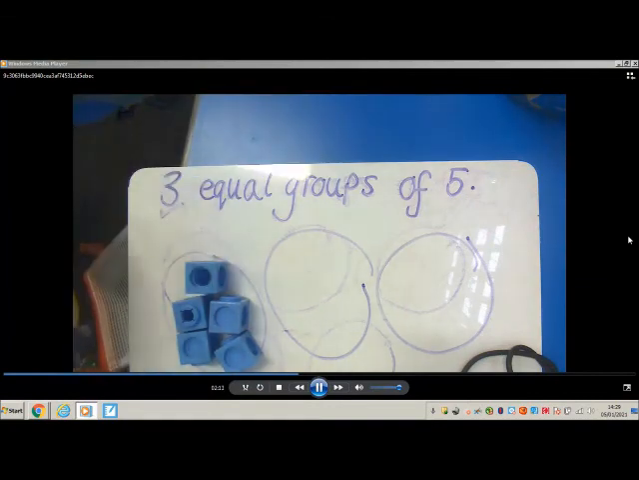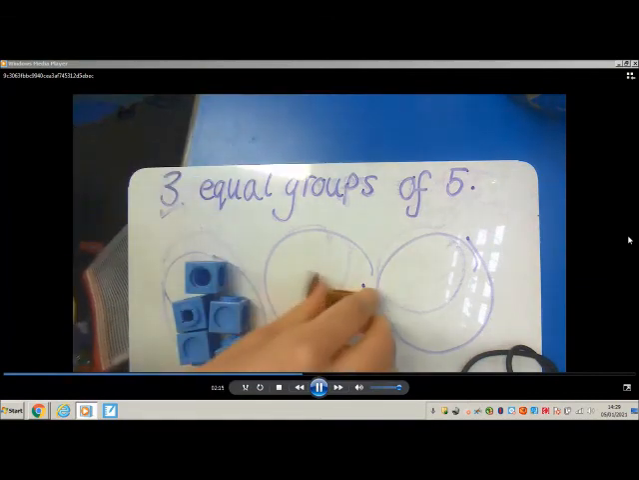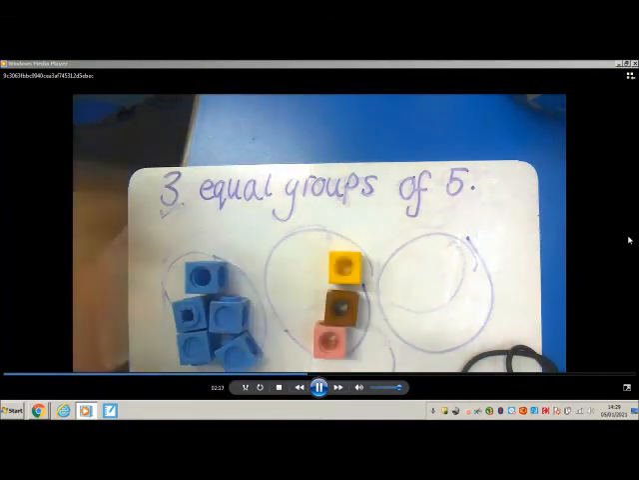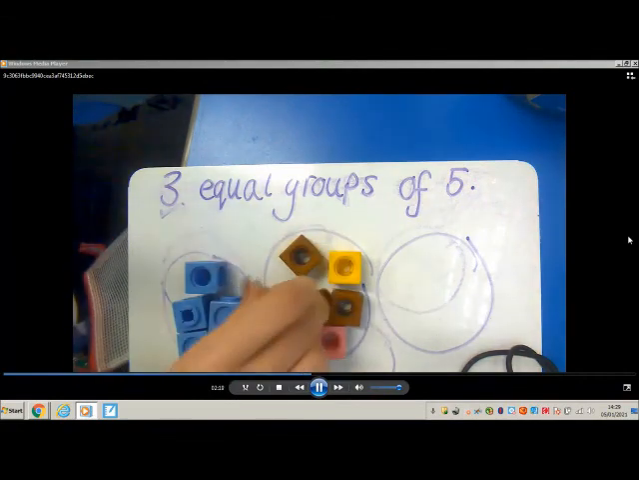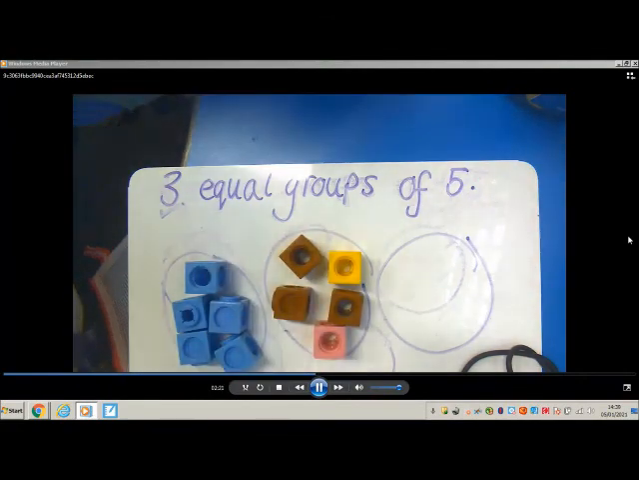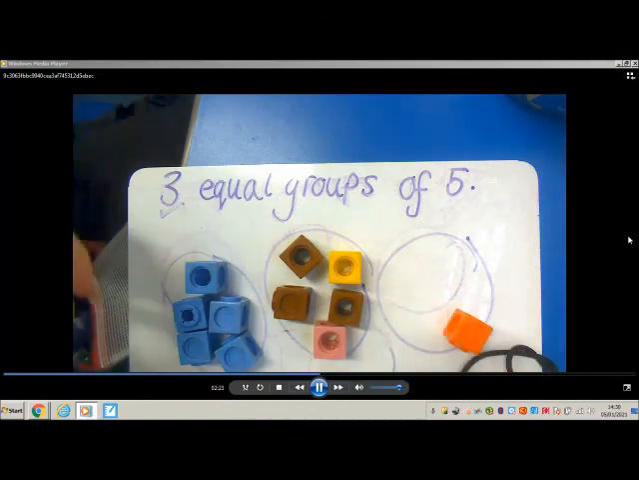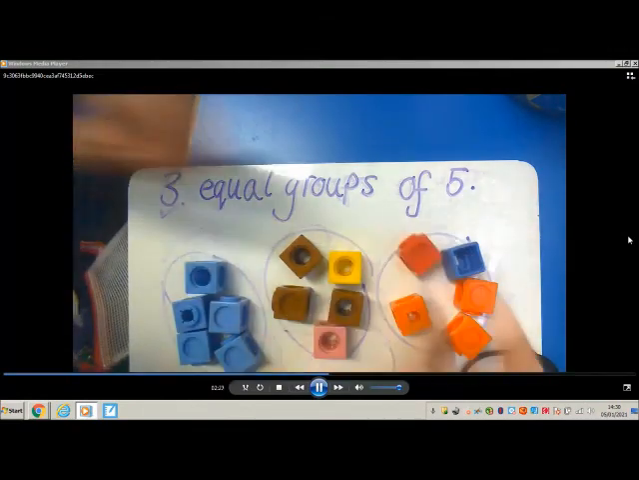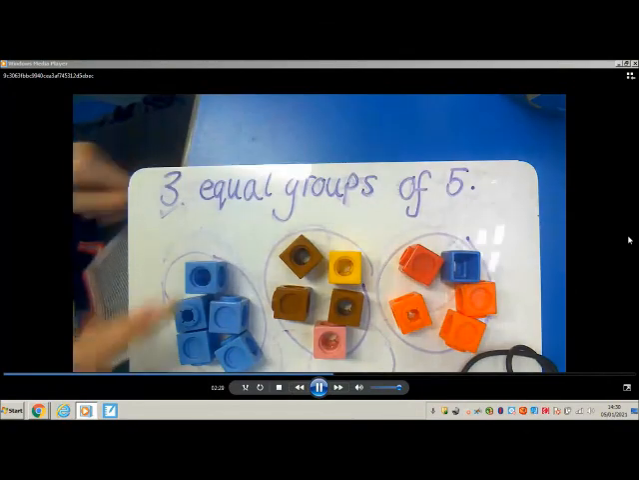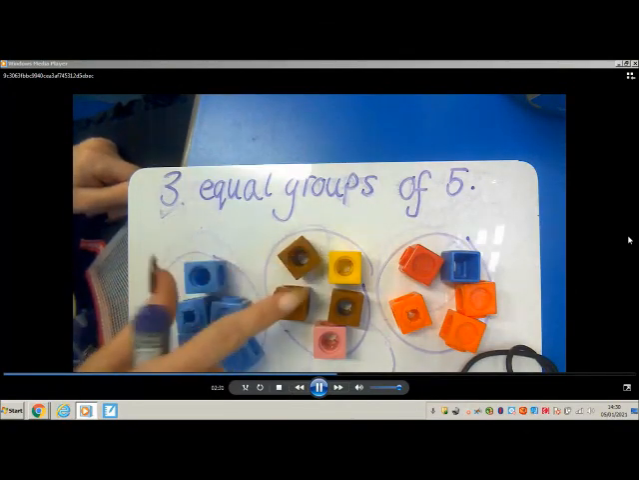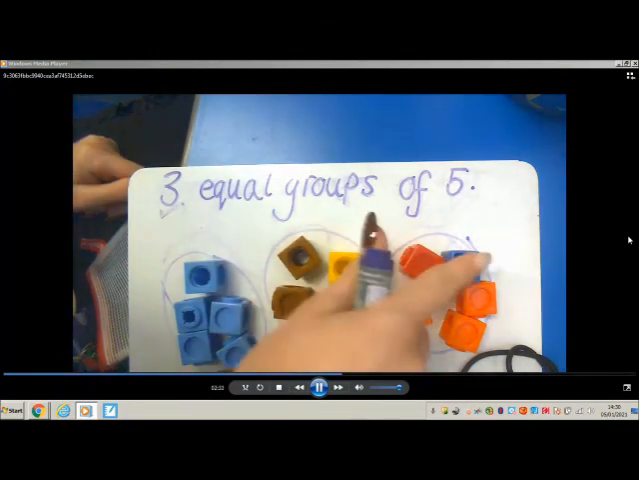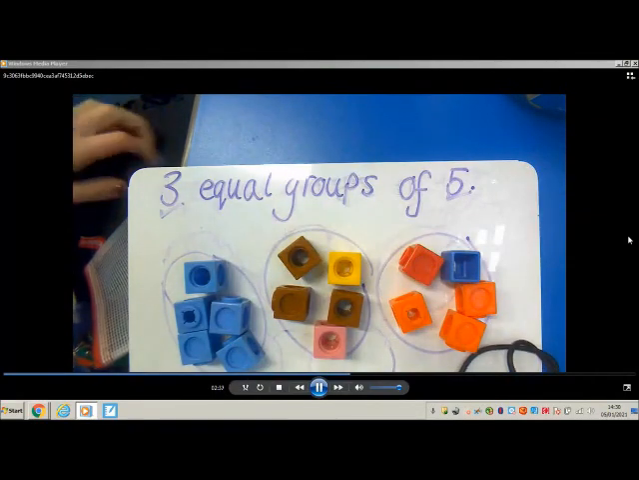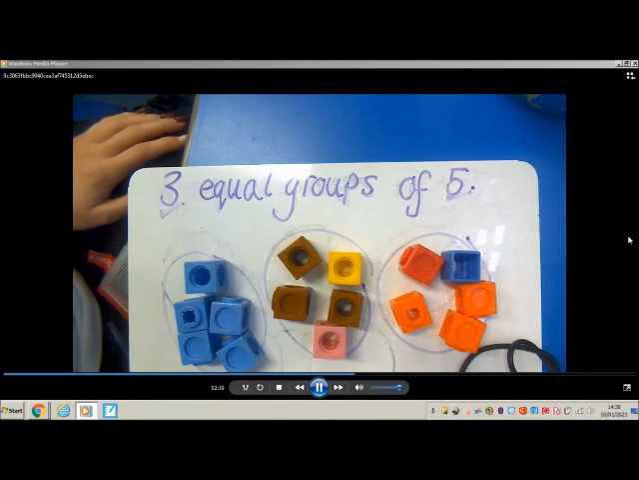So I've got 5 in the first group. 1, 2, 3, 4, 5. 1, 2, 3, 4, 5. Doesn't matter that they're different colours, I've still got 5, and I'm going to check each group to check they are equal. It's really important you check that they're the same. Then tick off number 5. I've used that number. I've made 3 equal groups of 5.